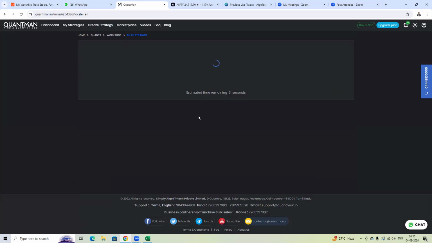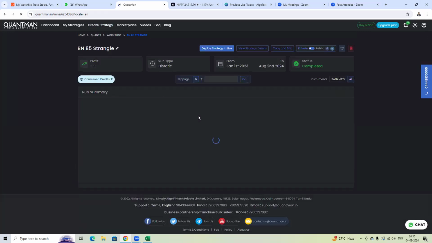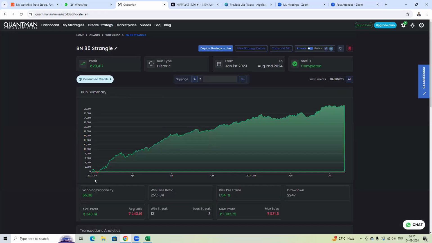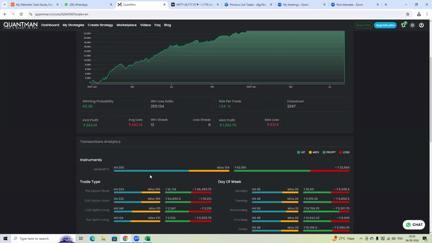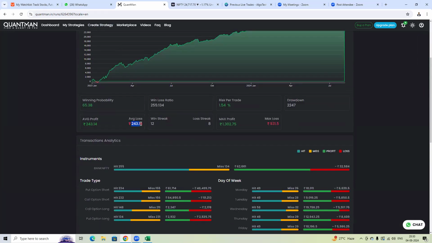Okay, with one lot, I'm just trying with one lot. You can go with 2 or 3 lots. Okay. See, look at the probability of winning is 65%, and risk per trade is 1.54, which is very good for selling strategy. If you have done this strategy from January till now, you would have made 29,400 with one lot. Okay, see, average loss is only 243 and average profit is good. And number of trades daily, it will take one trade, and this is only 15 minutes trade.